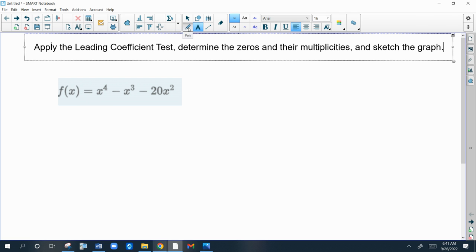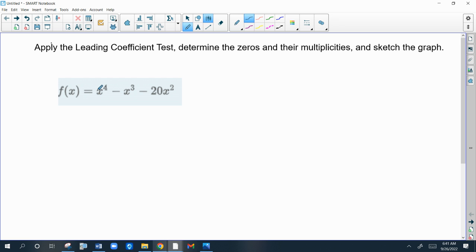What you're doing is looking at the leading coefficient, which is 1, and the degree, which is 4, which is even. So when you have a positive leading coefficient like 1 and an even degree, 4, this would act like a positive x squared, which is a parabola that starts up and ends up. So that's how I think of it. So the leading coefficient test says this function will start up and end up.